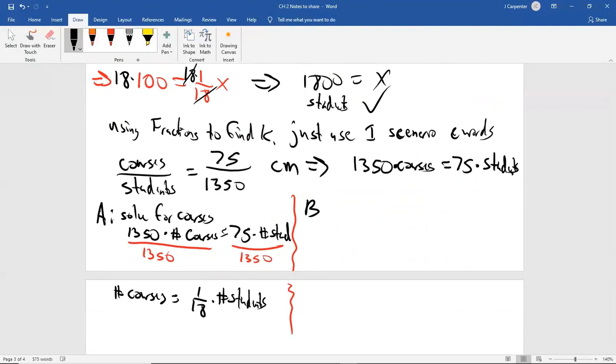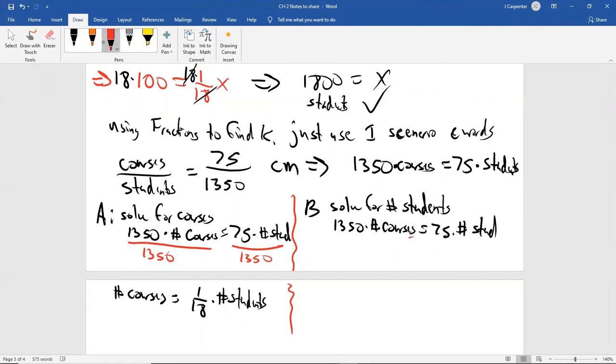For the second scenario, that says if you know the number of students, you can just plug that in here, multiply it by 1/18, and you'll figure out how many courses you need to offer. Or if I took that original thing and solved for the number of students, which would have been more relative to the problem we actually had, we take the 1350 times the number of courses, set it equal to 75 times the number of students. This time we'll instead divide both sides by the 75. And we know the 75 goes into 1350 18 times. So 18 times the number of courses should be equal to the number of students.